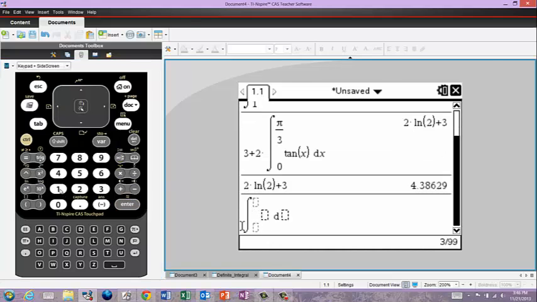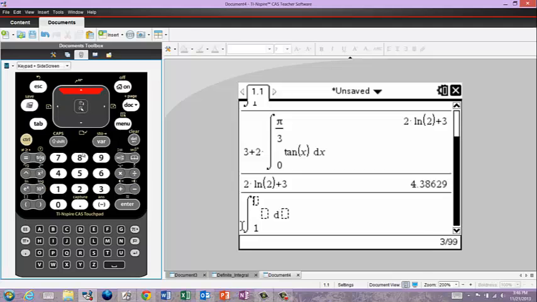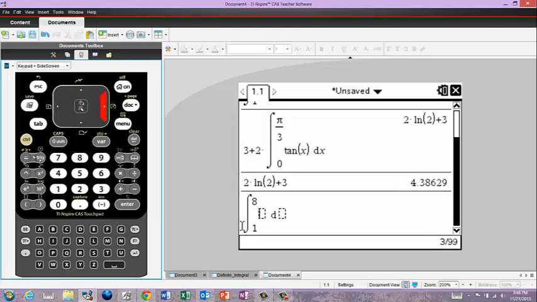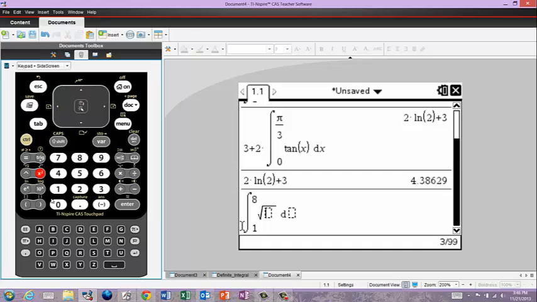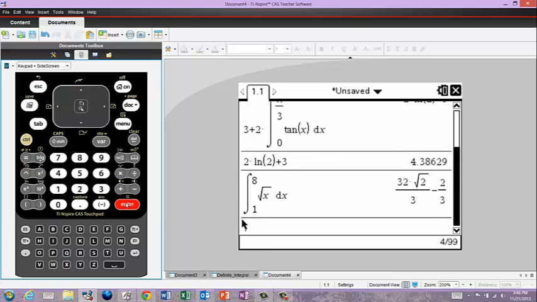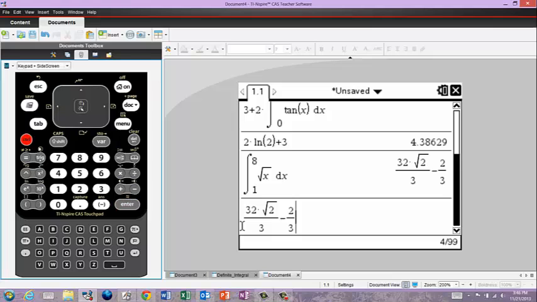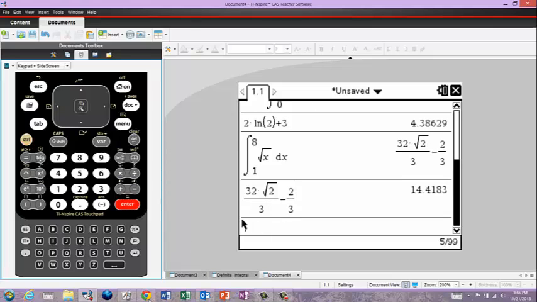And then the last one is the integral from 1 to 8, I forgot I had my paper sitting here, I could have been looking at it the whole time, square root of x dx. Ooh, I want a decimal. 14.418.